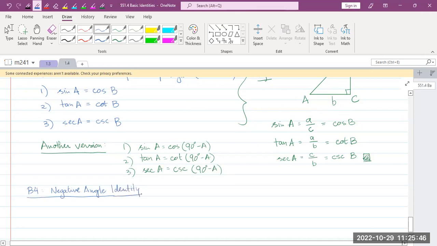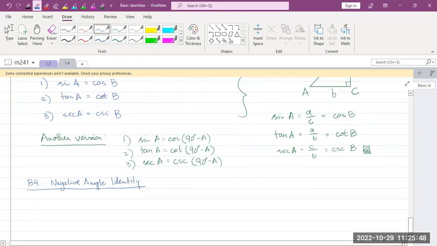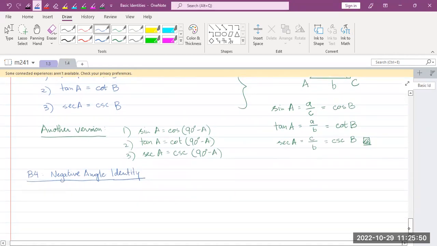I will not prove this until we start chapter 3, but since this is one of the basic identities, I just give it to you now and start memorizing it. The first one: sine of negative theta equals negative sine theta. Cosine of negative theta equals cosine theta.